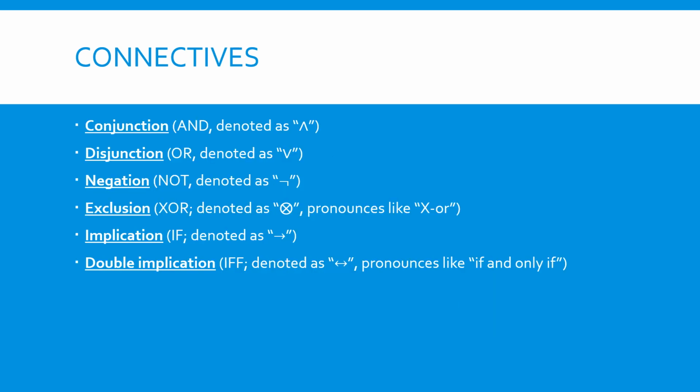We will introduce 6 logical connectives in this video. They are the conjunction or the AND connective, the disjunction or OR connective, and the negation or NOT connective. We further have the exclusion or XOR connective, the implication or the if connective, and the double implication or the if and only if connective. Below, we'll discuss them one by one.